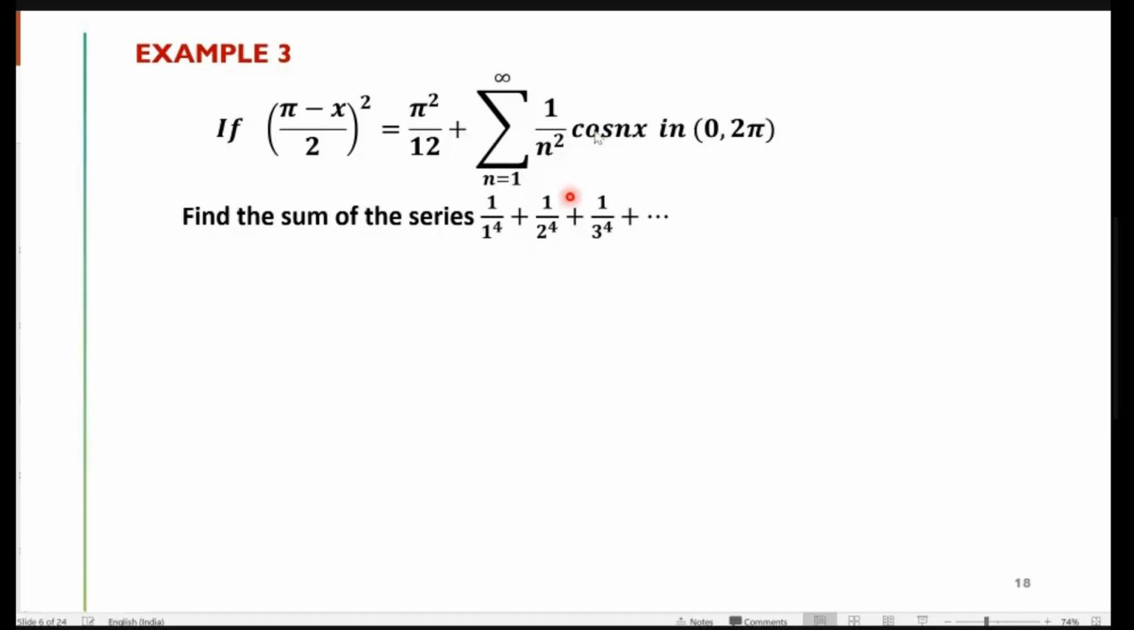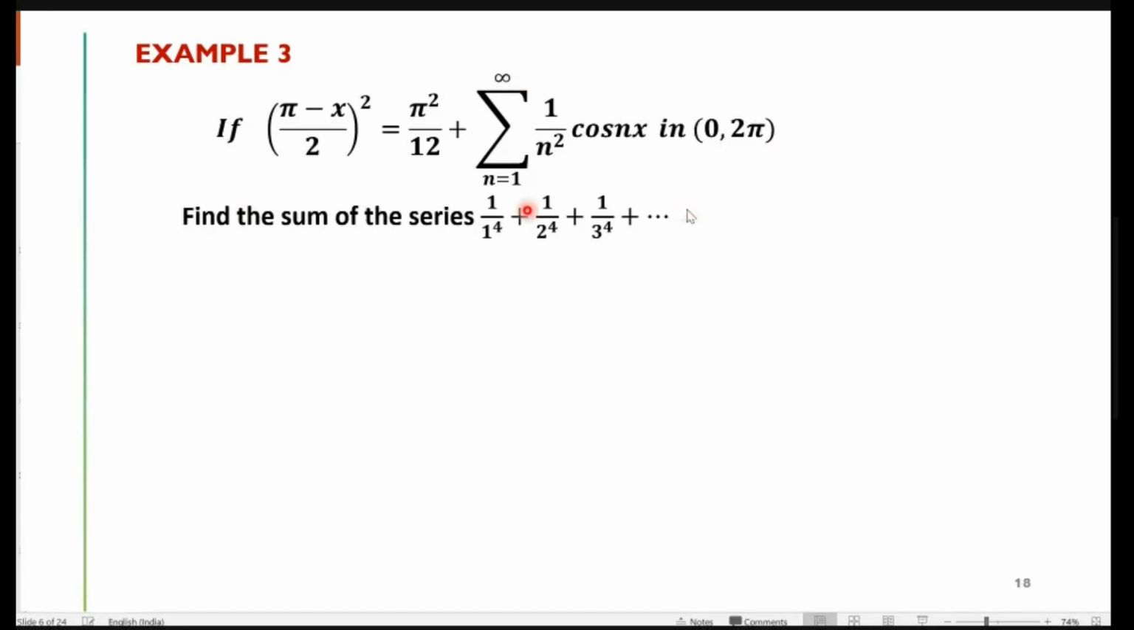Because here we do not know which series is given. It looks like it may be a half range cosine series also. But how to identify? We have to identify from the interval. Because a Fourier series is 0 to 2 pi, and for a half range series it was 0 to pi. Okay, so which means that this is a Fourier series.